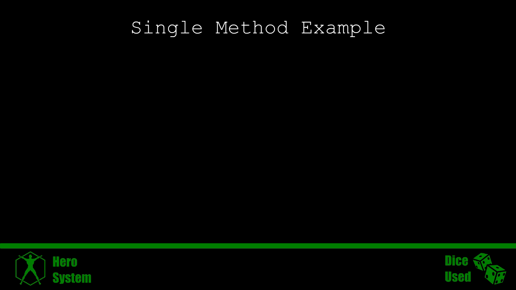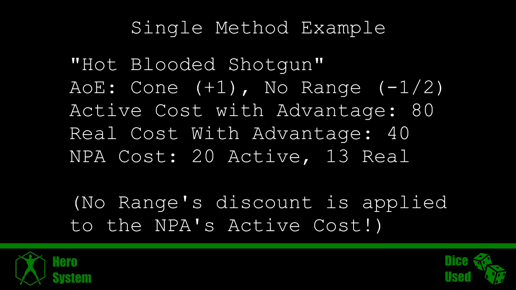We can also make a shotgun variation that has a much shorter range but hits a wide area in front of them. We call this the Hot-Blooded Shotgun. We give it the AoE cone, but give it no range so it goes off directly in front of our hero. The active cost with this advantage is 80, and the real cost with it is 40. Thus the cost of the NPA would be 20 active, 13 real.